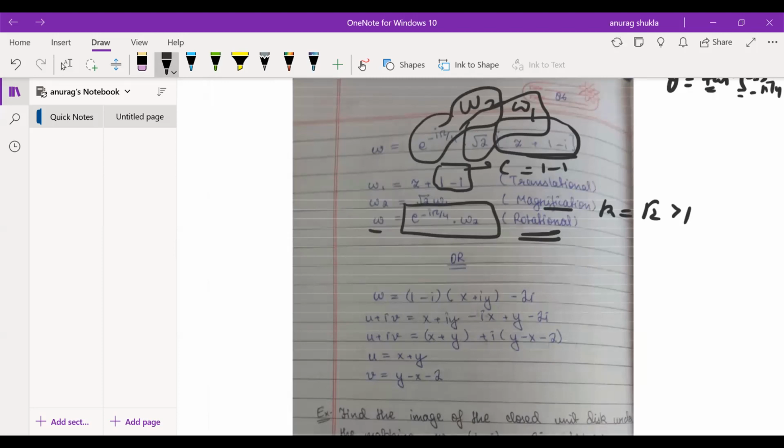This is the first method. Second method, you can directly convert it. 1 minus i w was 1 minus i. Second method is very easy actually, minus 2i. So just put the value of z, x plus iy, and compare real and imaginary part.